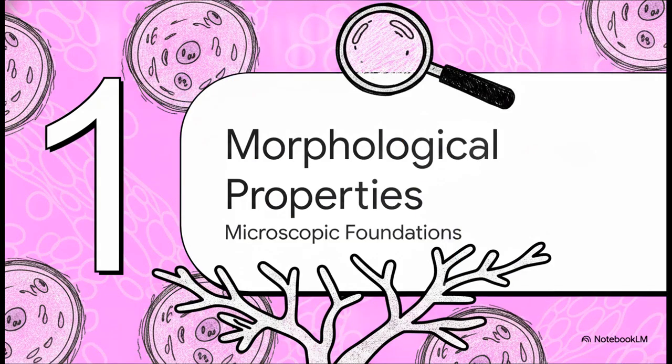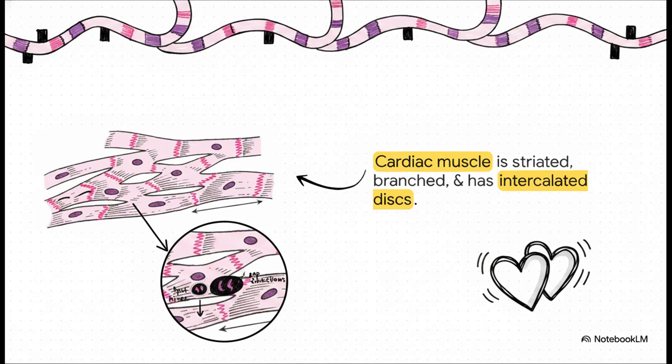All right, let's dive right into Section 1, Morphological Properties and Their Microscopic Foundations. Take a look at this. Notice how the cardiac muscle fibers are striated? It's a lot like skeletal muscle, containing those familiar actin and myosin filaments. But here's where it gets really unique. Unlike skeletal muscle, these cardiac fibers are ribbon-like and highly branched. And brilliantly, where these branches meet, the adjacent cells are joined end-to-end by these dark, specialized structures called intercalated discs.